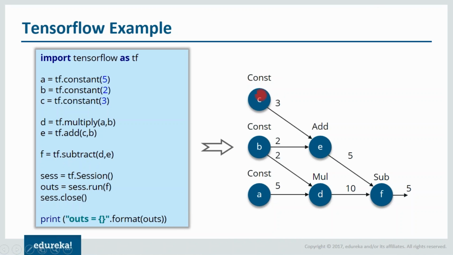So we have three constant nodes, C, B, A. A contains the value 5, B contains 2, and similarly C contains 3. First we add C and B, then we add B and A. Then we get two other nodes, E and D. And from E and D, we are going to subtract both of them, and then we get the final output. Now let me go ahead and execute this practically in my PyCharm.